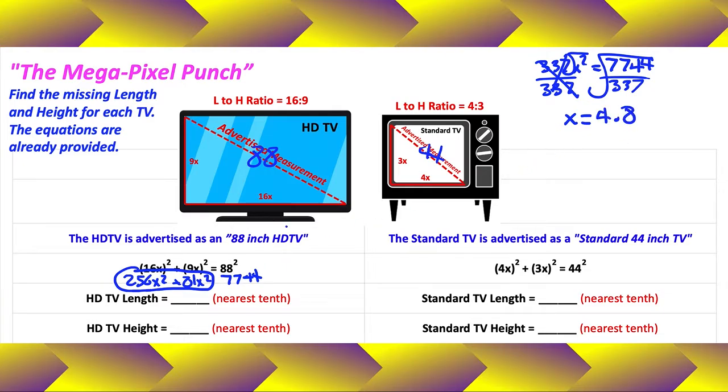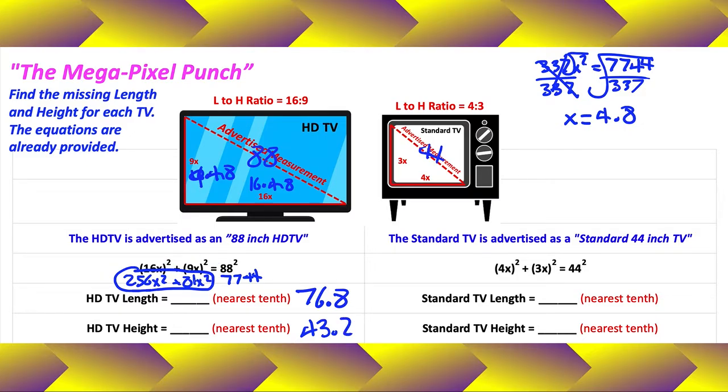So if you know that x equals 4.8, you would do 16 times 4.8 to get the width. And then you would do 9 times 4.8 to get the height. Do I have those calculated? No, I don't. So sorry. 16 times 4.8 is going to give us a TV length of 76.8 inches. And then 9 times 4.8 is going to give us a height of 43.2.